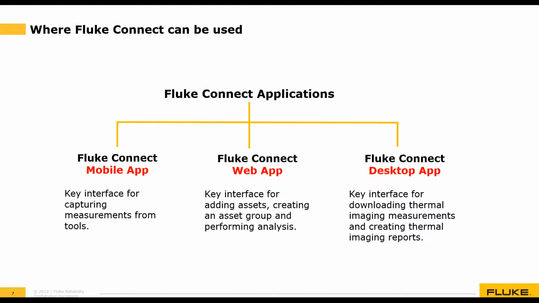As I just noted at the end of the previous slide, the Fluke Connect software is available in three different applications. The Fluke Connect mobile app. This is the key interface for capturing measurements from the tools. The Fluke Connect web app. This is where you go to create assets and perform analysis. And finally, the Fluke Connect desktop app. And this is the key interface for downloading thermal images and creating thermal image reports.